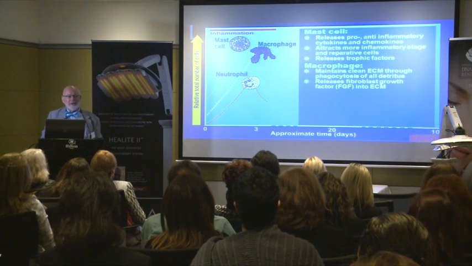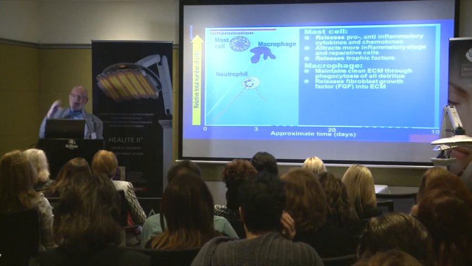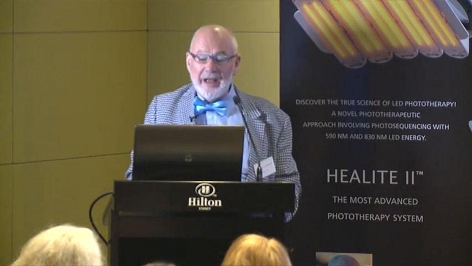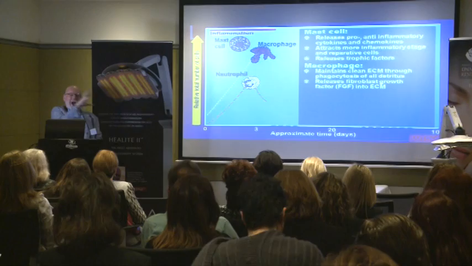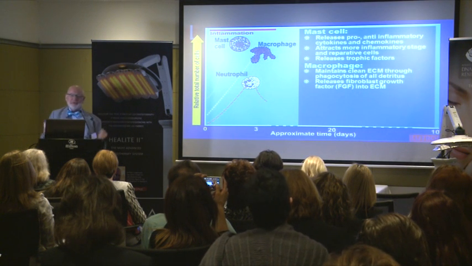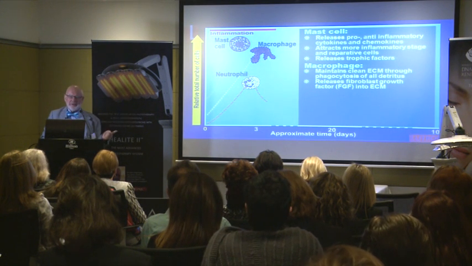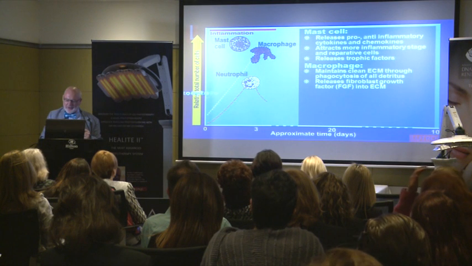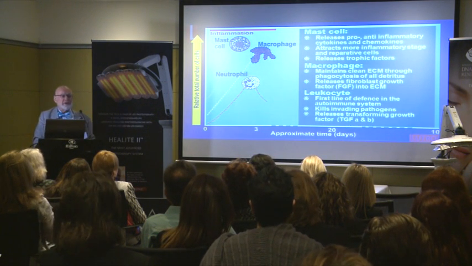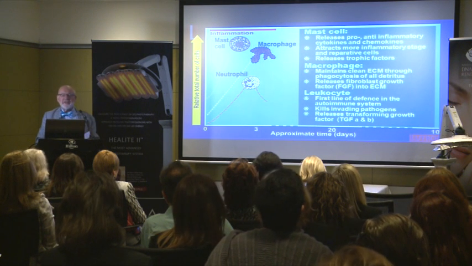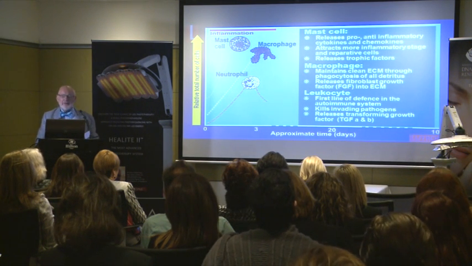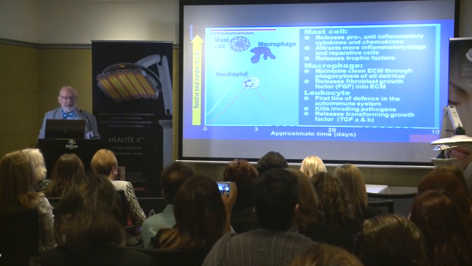You probably remember the game Pac-Man, when Pac-Man would rush around gobbling up cherries and all that sort of stuff. Well, FGF is like a cherry to a fibroblast. The fibroblast goes once it gets its dose of fibroblast growth factor. So this stage is essential to produce a nice environment for the proliferation stage which follows. And finally, the leukocyte or neutrophil is the first line of defense against invading microorganisms. And even when it's not fighting microorganisms, they release transforming growth factor, in particular TG alpha and TG beta.